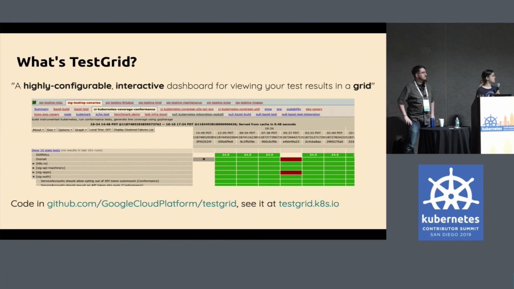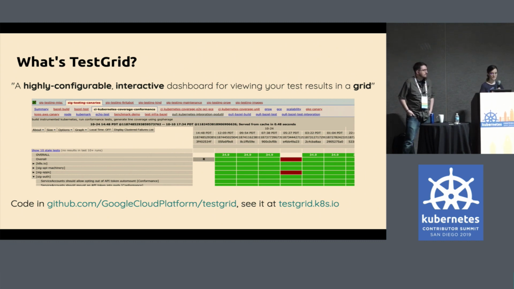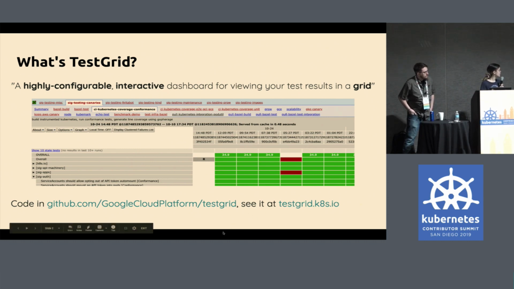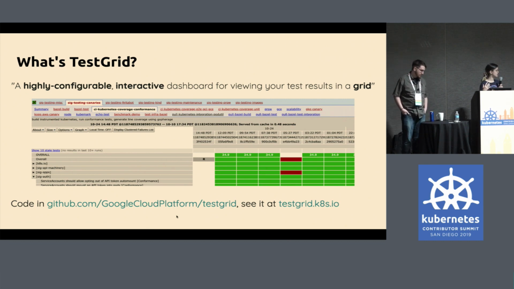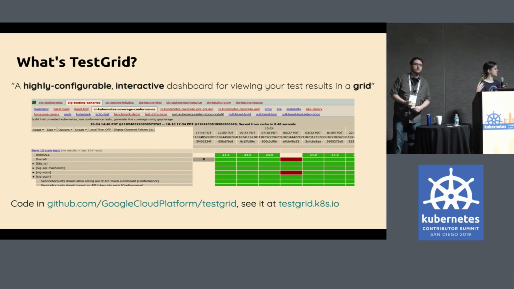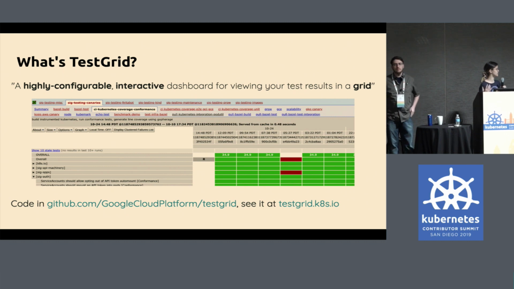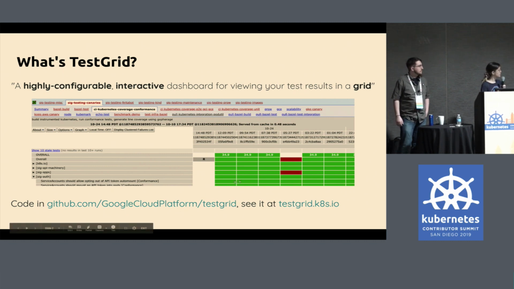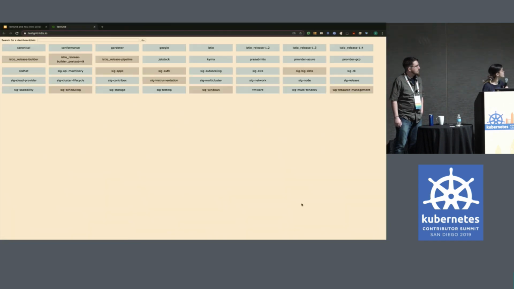All right, so just to get started, what is TestGrid? TestGrid is a highly configurable interactive dashboard for viewing your test results in a grid. It is pretty self-descriptive, or at least I think so, but if you want to get a look at the code and some of the guides we have, it is on github.com/GoogleCloudPlatform/testgrid. We used to have it in Test Infra, but it's now been moved into its shiny new home where it can grow all to itself and not interfere with other things in Test Infra. And internet permitting, I will also show a little bit of how it works.